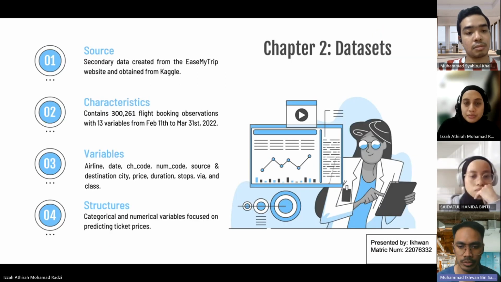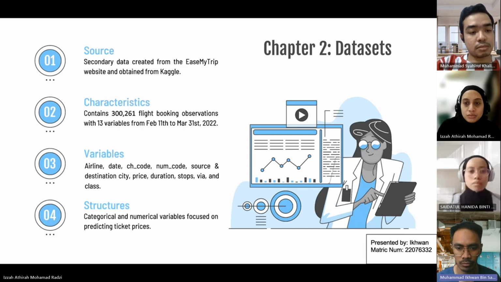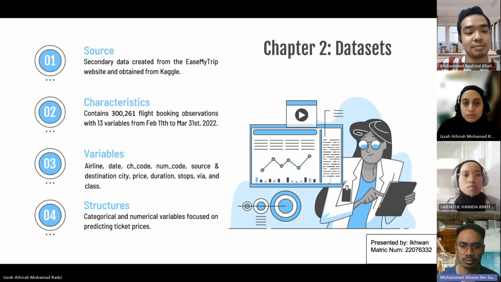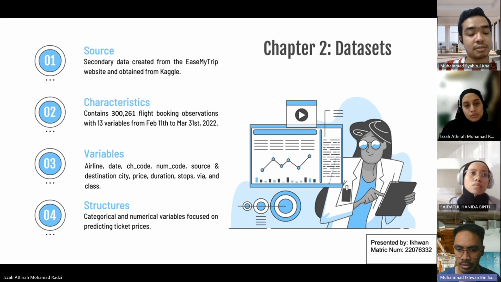Okay, so our source of data is obtained from Kaggle.com, which originates from the IxiGo website. It contains about 300,261 flight booking observations collected for 50 days from 11th March to 31st March 2022. So the data set comprises categorical and numerical variables such as airline, date, flight code, source, destination, and etc., which we will further explain in the next slides.